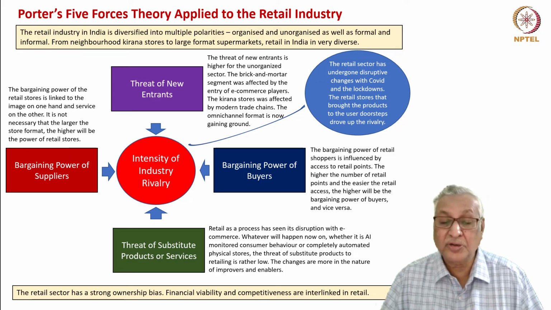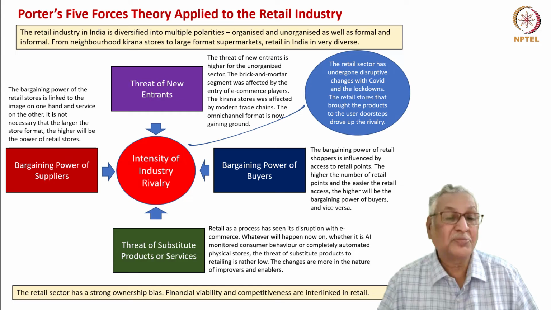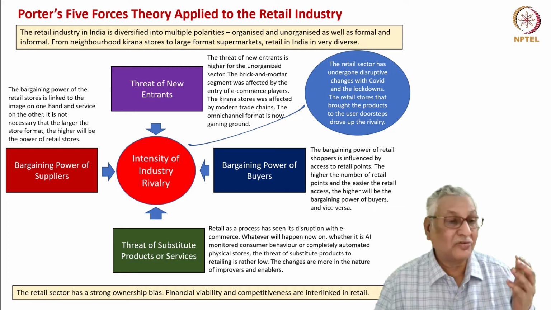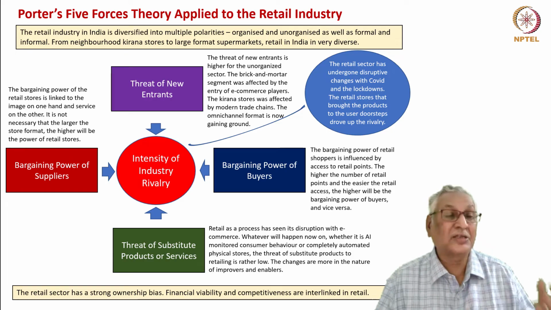The changes are more in the name of improvers and enablers based essentially on technologies. As far as the bargaining power of suppliers is concerned, the retail stores would have bargaining power if they have a good image, that they have a clean atmosphere, they have got stores which follow certain rules, and there are certain other adjacencies that are available. For example, restaurant service, entertainment service, and so on.